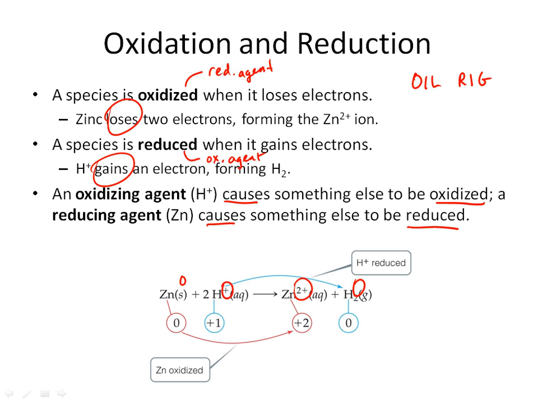So the oxidizing agent causes something else to be oxidized, which means loses electrons. So that oxidizing agent must be reduced because it is gaining electrons, and vice versa for the reducing agent.